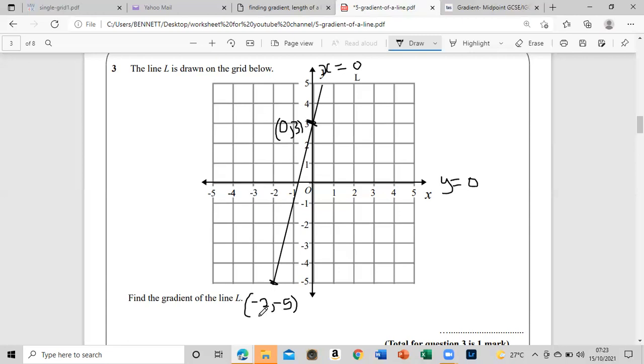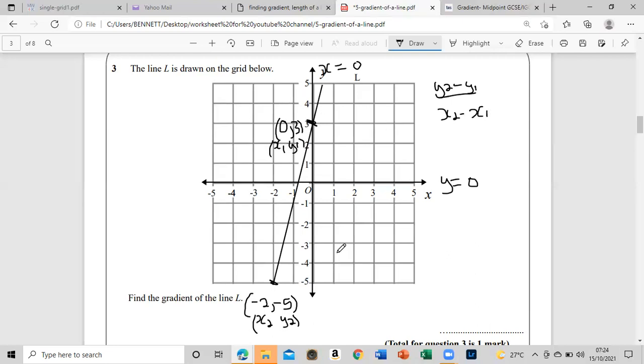So which one are we going to name? X2, X1, it doesn't matter. We're going to name this one X2, Y2, and this one X1, Y1. All right, it does not matter how you name it. All right, so let's use the formula now. The gradient M is equal to Y2 minus Y1 divided by x2 minus x1. I keep putting in the formula because I want you guys to get it. I want it to sink in.